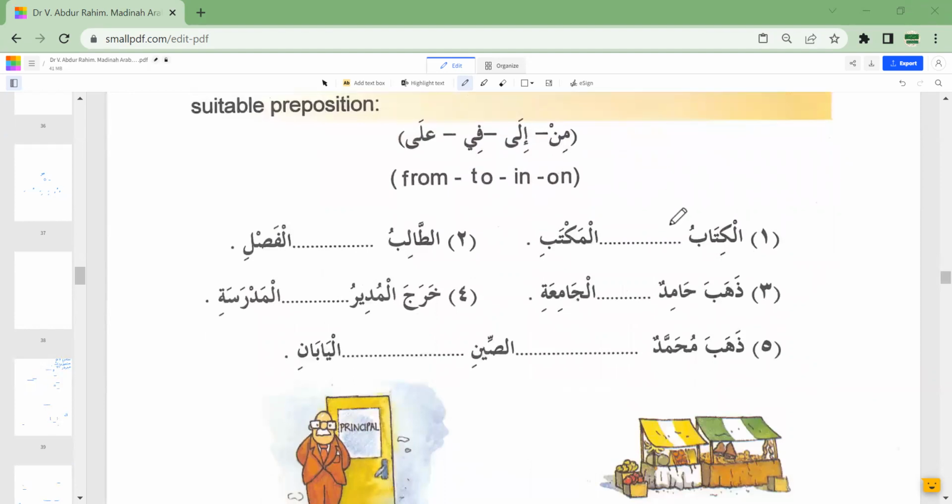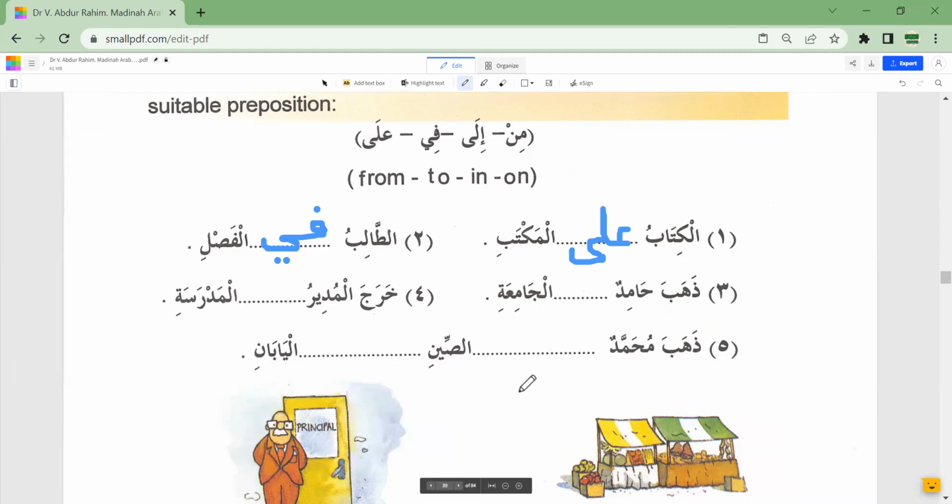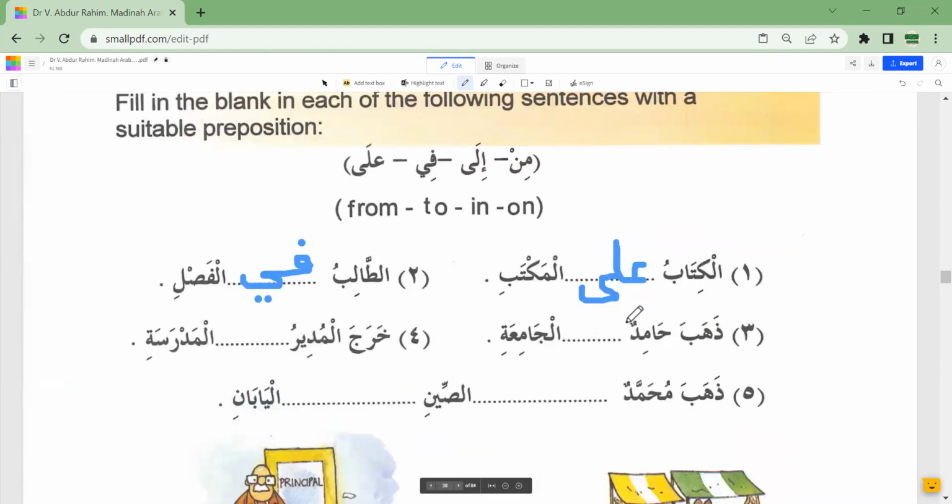May I? Go ahead. Okay. الكتاب على المكتب. Yes. الكتاب على المكتب. الطالب في الصف. Sorry, I think في صفي. That's okay. فصلي, yeah. And yes. ذهب حامد إلى الجامعة. And خرج المدير من المدرسة. Very good. When we say kharaja, which means exit, we have to say exit from. Min is from. Yes.